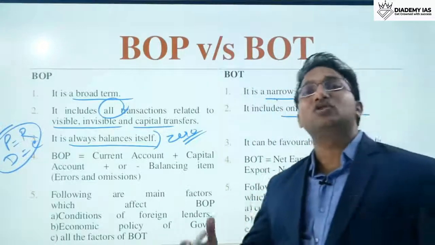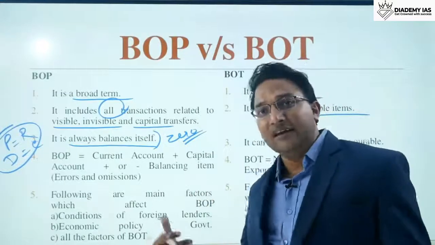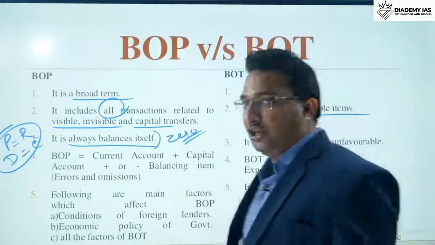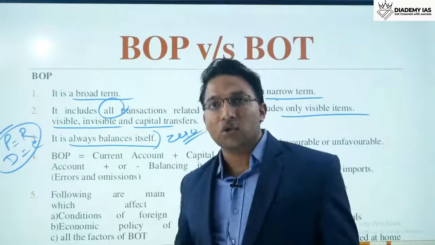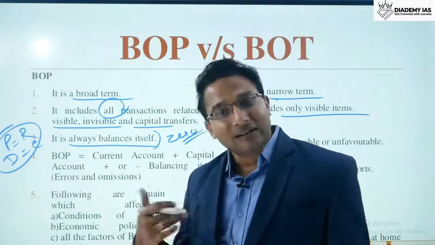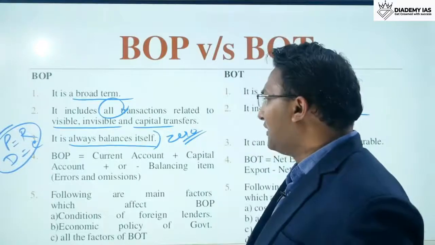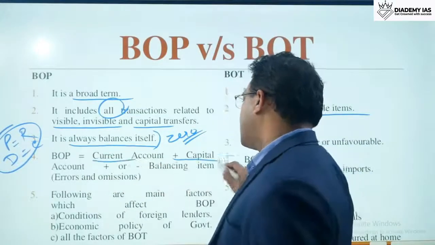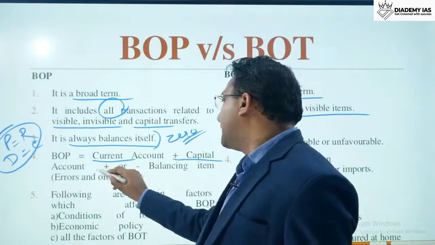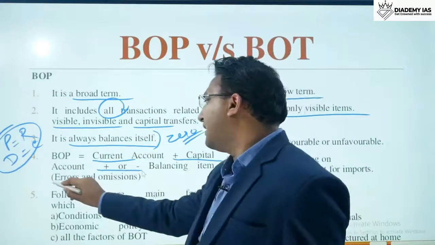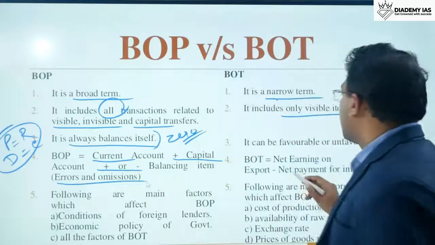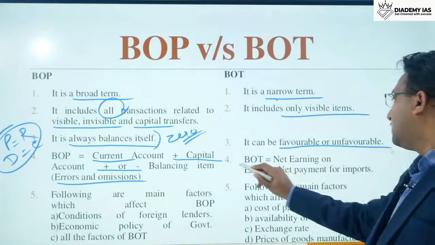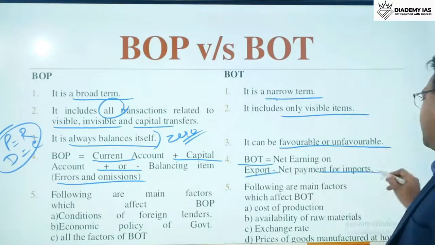Just like the balance sheet of any entity is balanced, similarly this balance of payment is also a kind of balance sheet of the country, and this has to balance itself. Now, balance of payment is equal to current account plus capital account plus or minus balancing item, that is error and omission. In case of BOT, it can be favorable or unfavorable, and BOT is equal to export minus import.